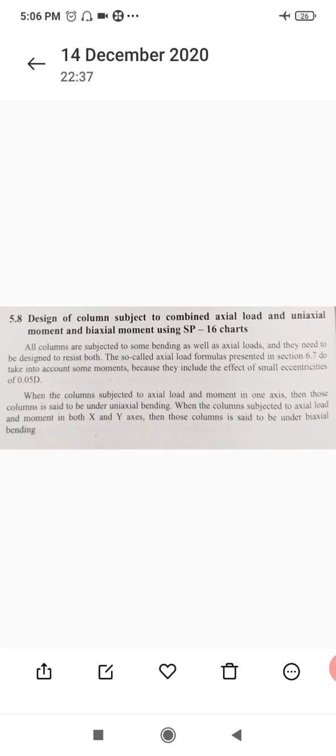When the column is subjected to axial loads and moments in one axis, then the column is said to be under uniaxial bending. When the column is subjected to axial loads and moments in both x and y axes, then the column is said to be under biaxial bending.